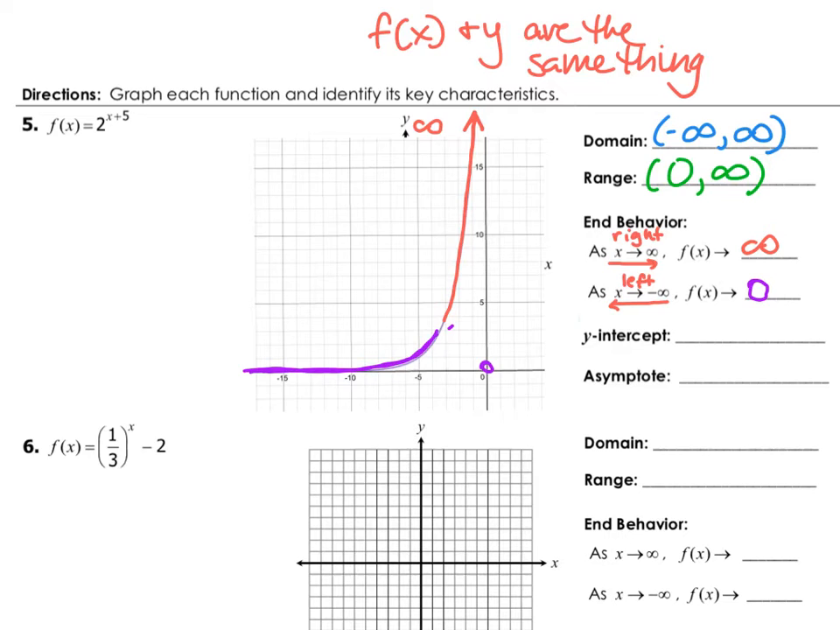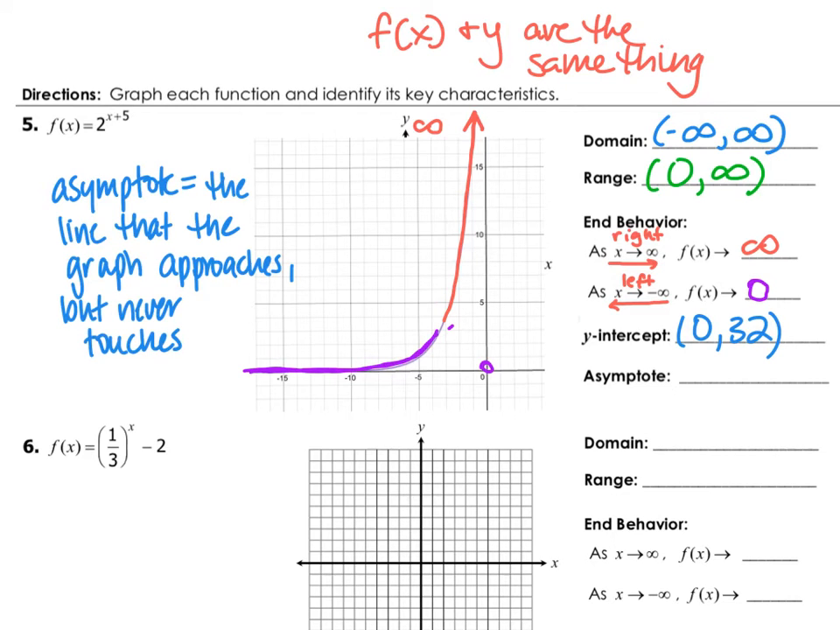Now our y-intercept is interesting here because we can't see it in this graph. So I need to go back to Desmos and see where the graph intersects the y-axis. And my y-intercept here is actually 0, 32. And then the asymptote is going to be the line that the graph approaches but never touches. And we can see that that line is going to occur right here at y equals 0.